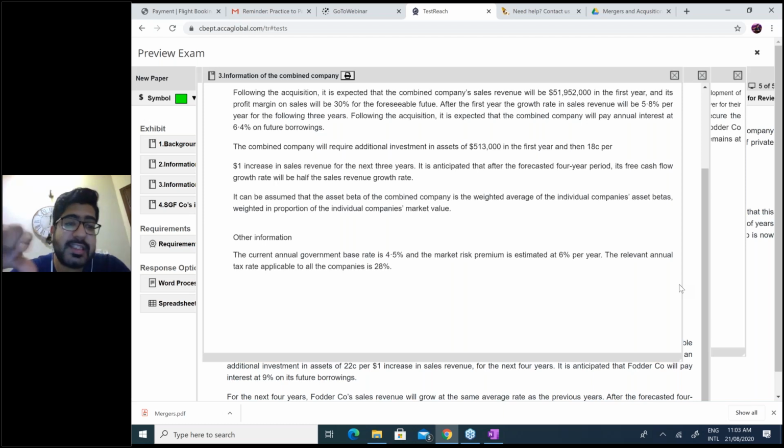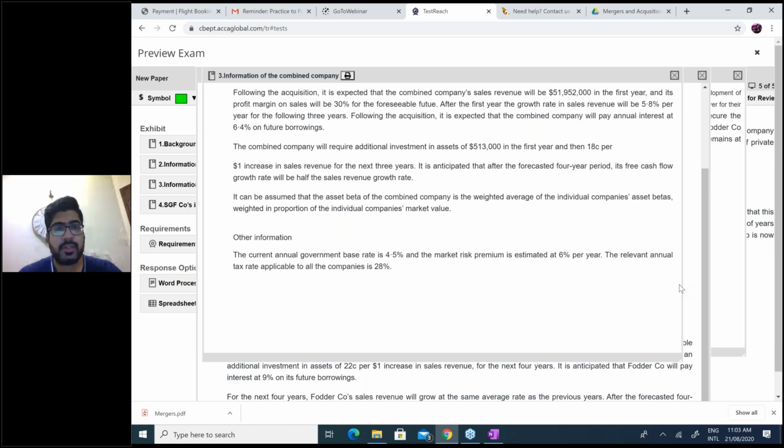Now this exhibit 3 is giving information about the combined company. Previously, I wasn't given information about the combined company. I was given information about Pursuit separately, Fodder separately. Combined revenue will be 51,952 in the first year. Profit margin, operating profit, that's 30%. After the first year, the growth in revenue will be 5.8% per year for the following 3 years.